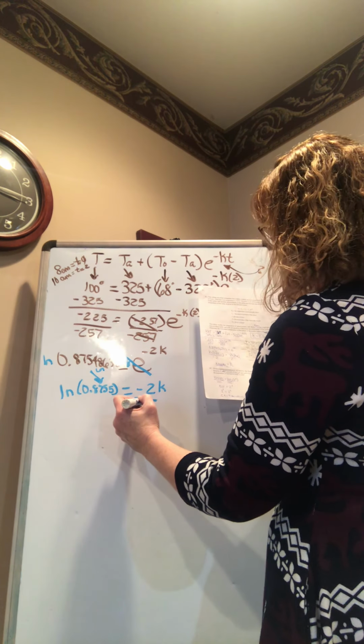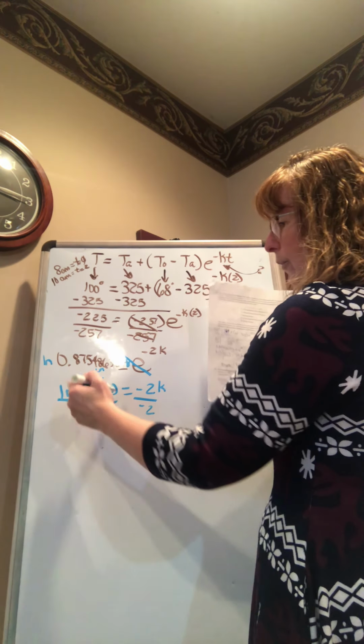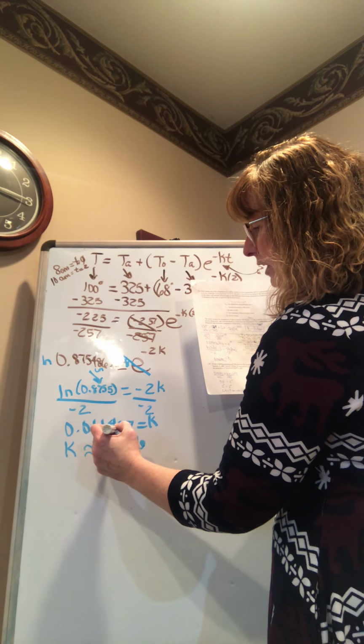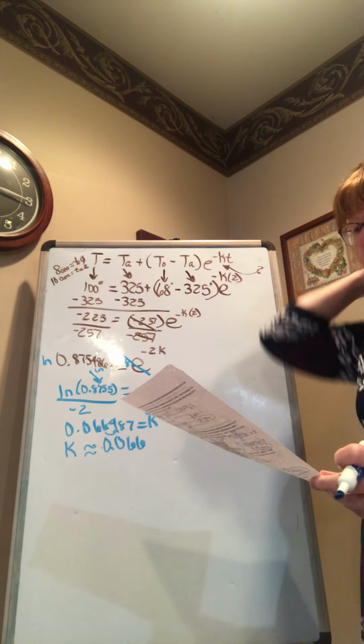I'm going to divide both sides by -2. So I'm letting the calculator hold that, hit divide by -2, and I get 0.066487 equals K. So K to the nearest thousandth, 3 decimal places, 0.066, because again, you are looking at the 4. So now I know what K is.